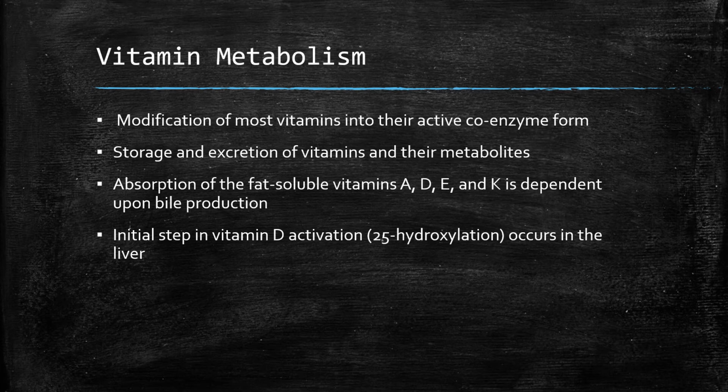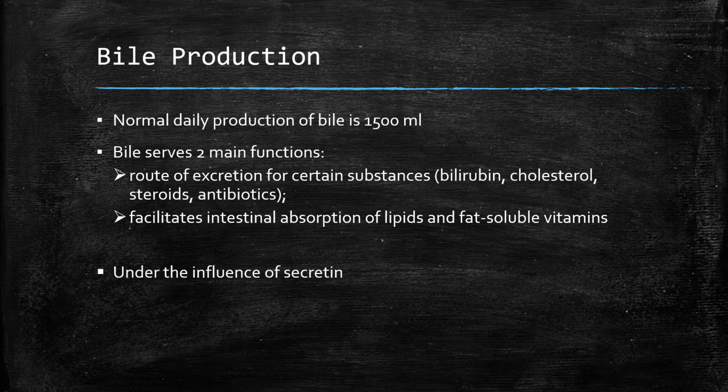The liver produces and secretes approximately 1,500 mLs of bile a day. This is under the influence of the hormone secretin. Bile has two main purposes. The first is it's a route of excretion for a multitude of substances, including bilirubin, cholesterol, and a variety of our antibiotics. Bile also facilitates the intestinal absorption of lipids and fat-soluble vitamins.